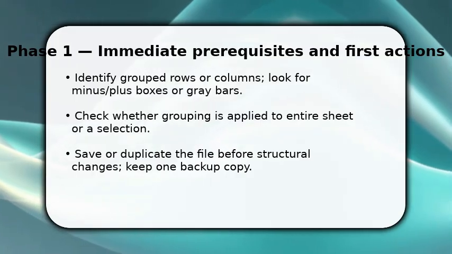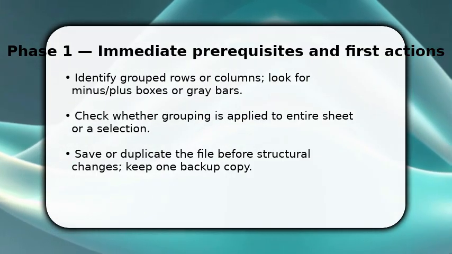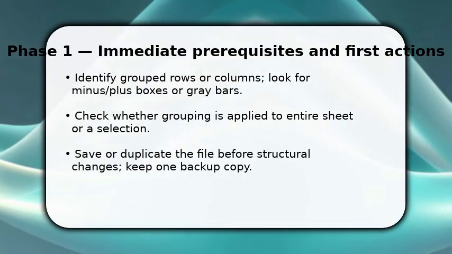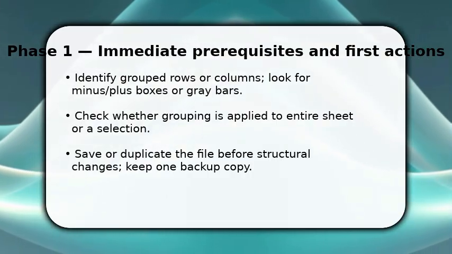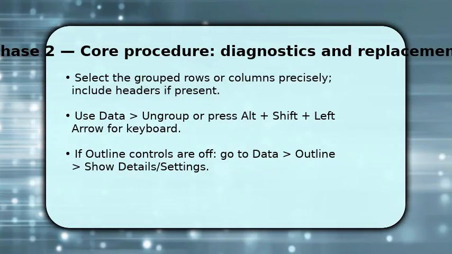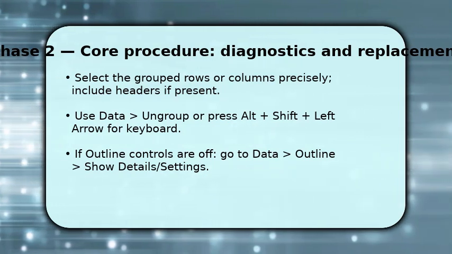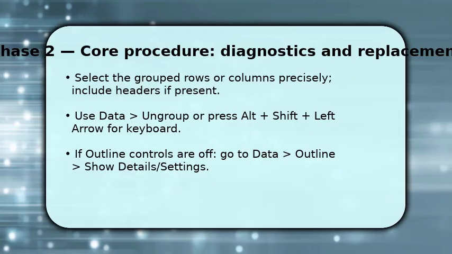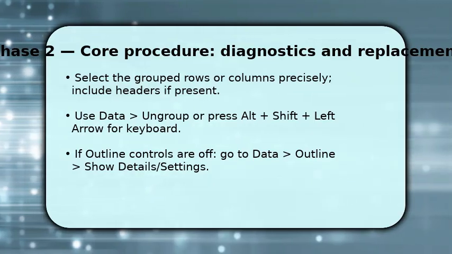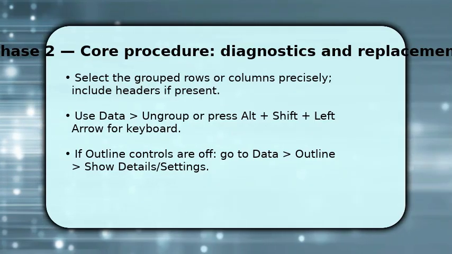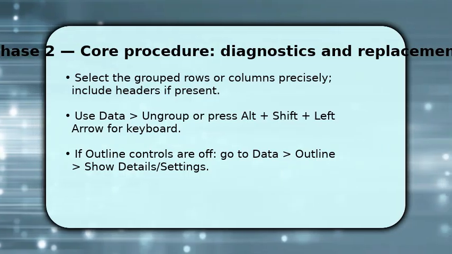You will use the Data ribbon next, so switch to Data now and keep the group indicators visible as you proceed. With the group markers visible, select the exact rows or columns that are grouped. You want to include any header rows that control the outline. Then use the Data ribbon, click on Group, or for speed press Alt plus Shift plus left arrow. This removes the grouping while leaving data intact.